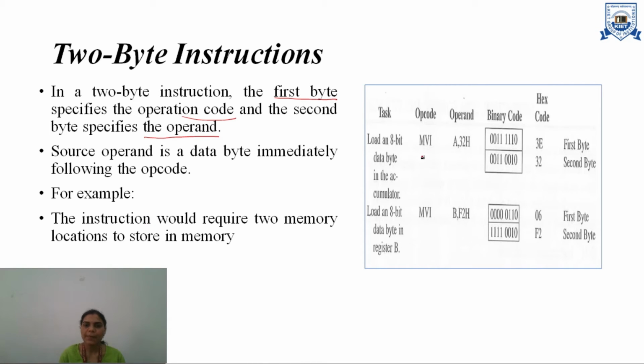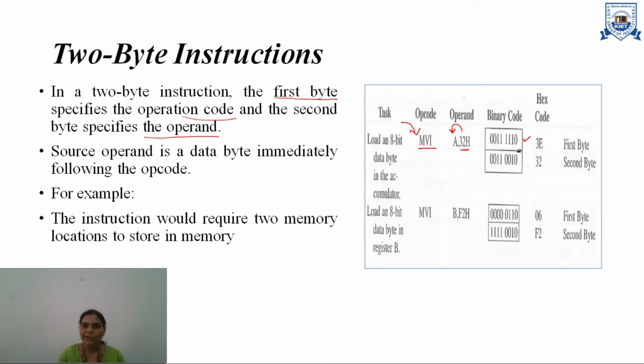So some examples are here. One is MVI A, 32H. MVI is move immediate. So this command has 2 bytes. The first byte specifies the opcode, MVI, move immediate. Immediate means it is moving some immediate value into the accumulator. The value will be specified here.